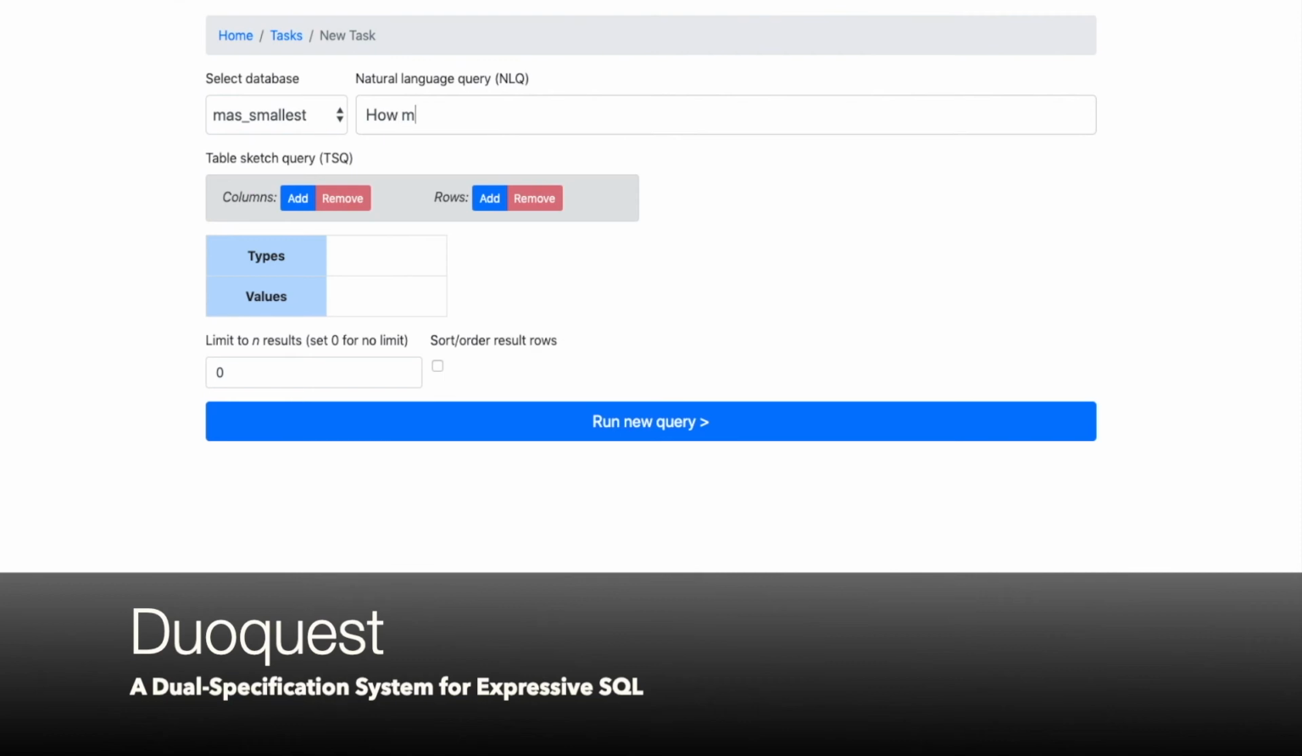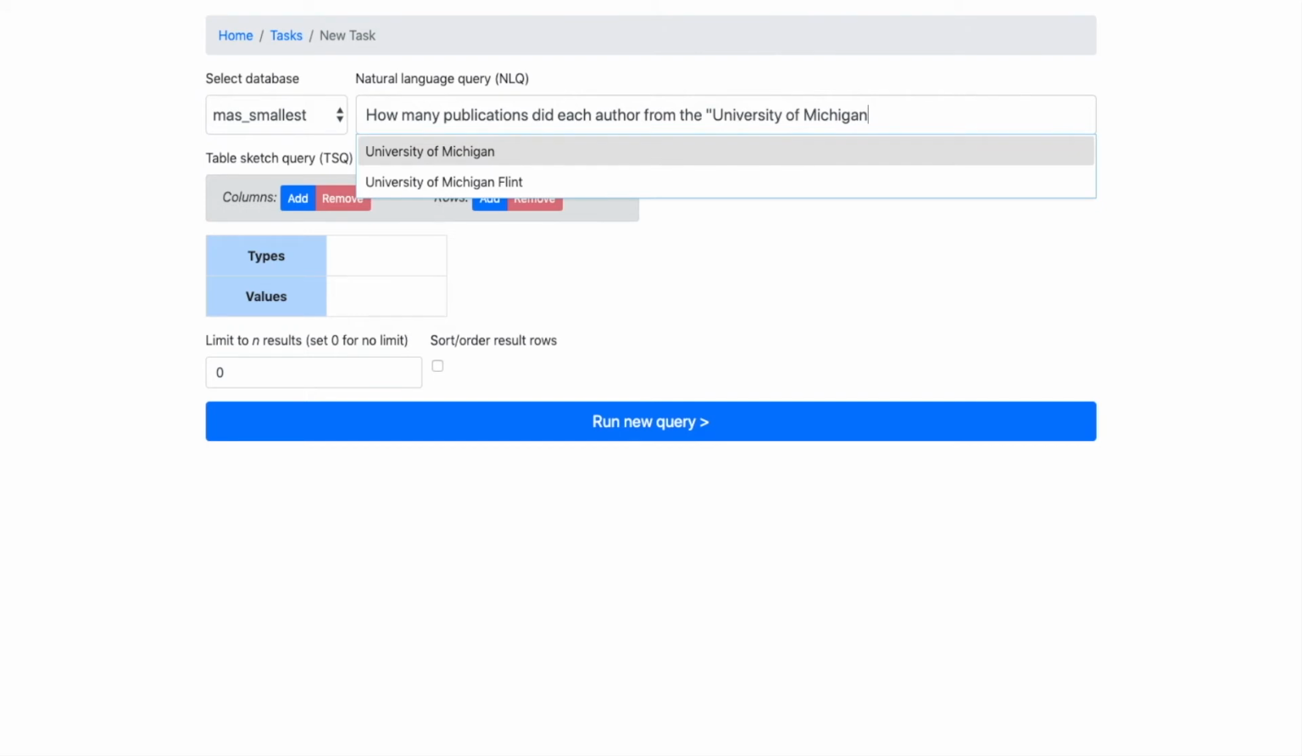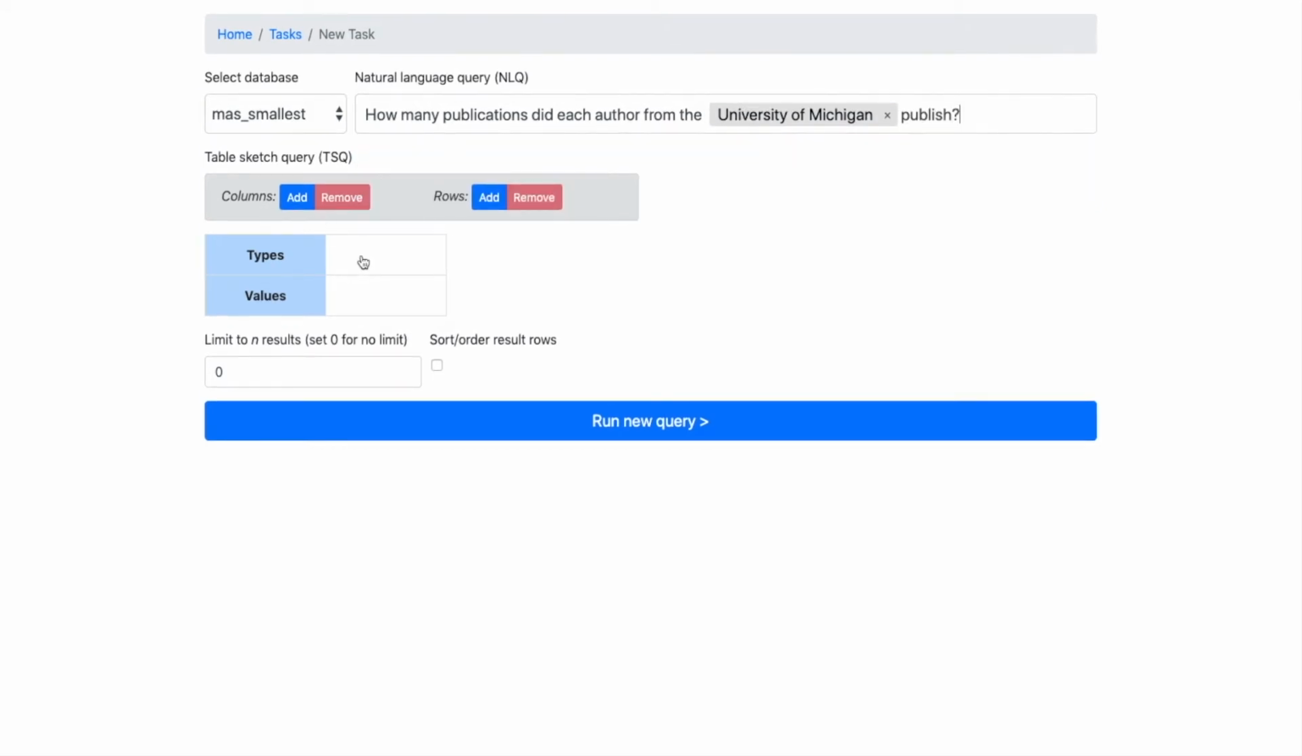Consider a database containing information about scholars and their publications. The user can issue a natural language query to find all authors from the University of Michigan and their total number of publications. For specific proper nouns and entities such as the University of Michigan, the system offers a list for autocomplete.